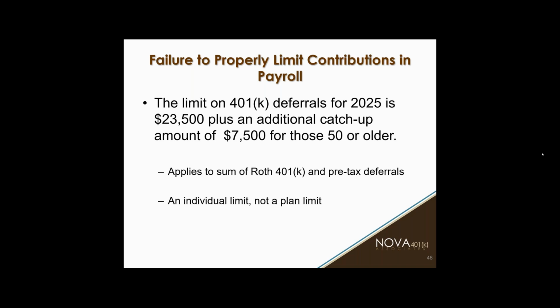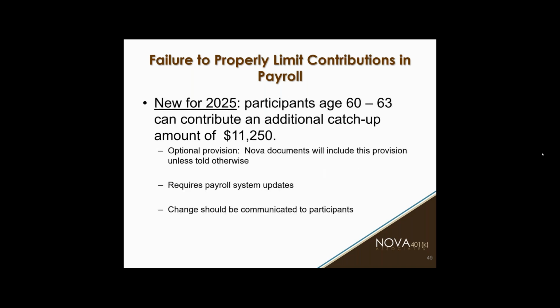Okay. You add your Roth and your pre-tax together to determine this limit. It's not a separate limit. So when you add all your employee contributions up, it's one of those limits, right? Now there's a new limit as well, just to complicate matters, for 2025, which is part of the Secure Act.